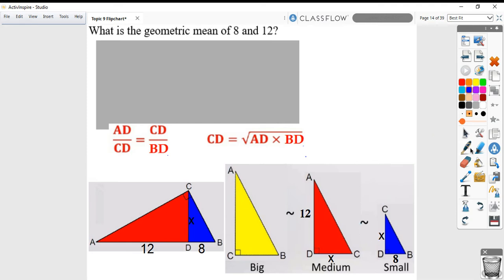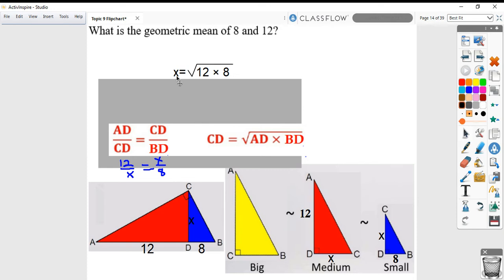So what that means is we can set up this ratio. If we're comparing this ratio, that's the same thing as saying 12 and x. The ratio of 12 to x is the same as the ratio of x to 8. Now, we could set it up like this and solve this big old ugly equation, but really all we need to know is the process itself. The process for finding the geometric mean is super simple. Take your two numbers, multiply them together, and take the square root. So we're just looking for the square root of 12 times 8.